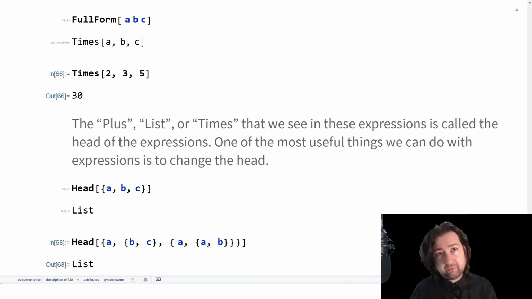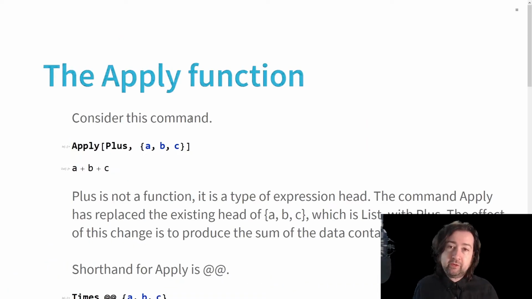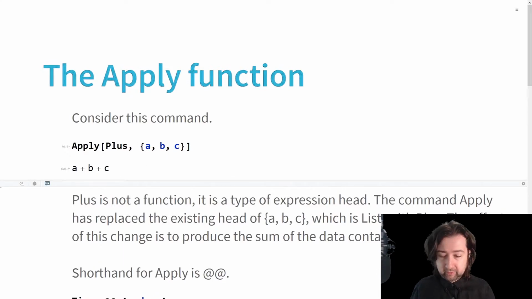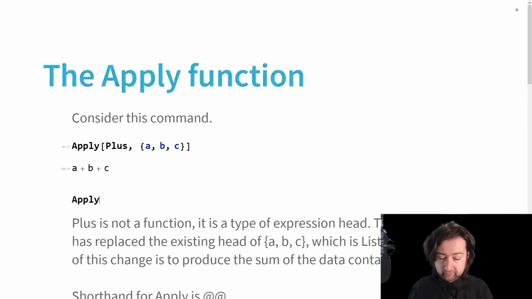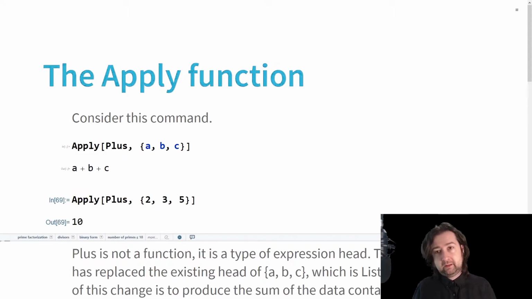That typically comes from evaluation, say in sequences and series. So we're going to look at a command called Apply, which will let us take one head and replace it for another. So if we consider the command Apply plus ABC, or if you like, similarly, we could say Apply plus to the list 2, 3, 5. So what is that actually doing?